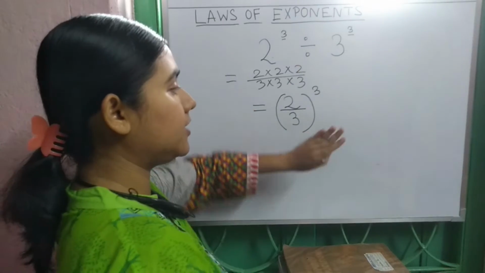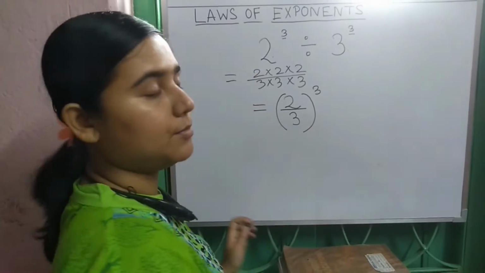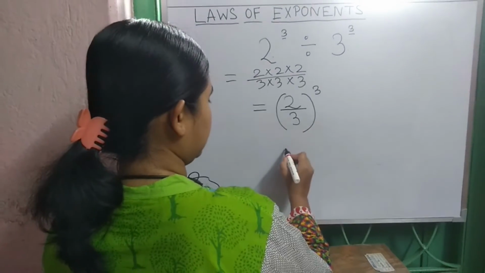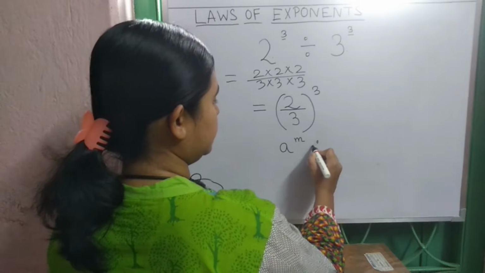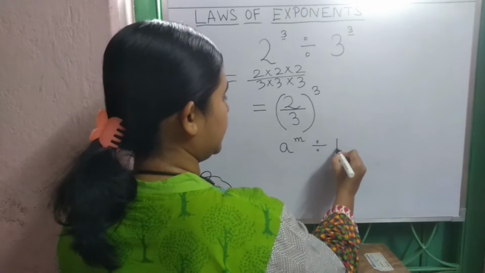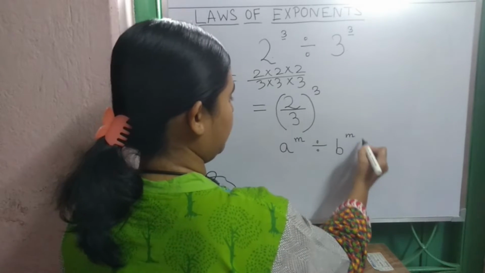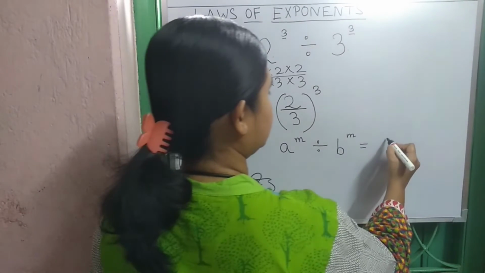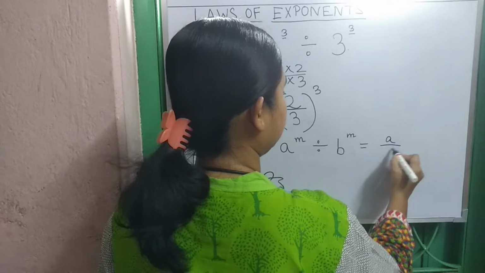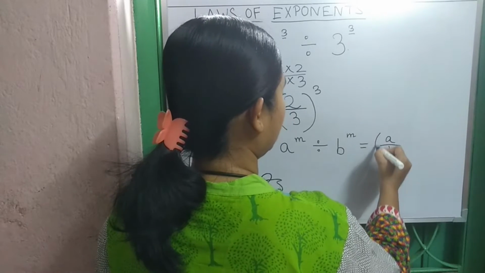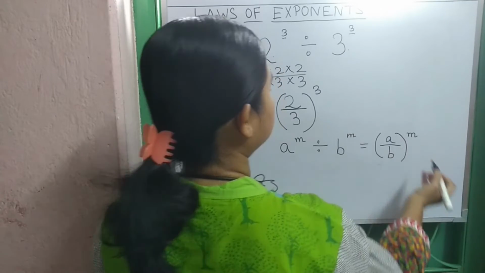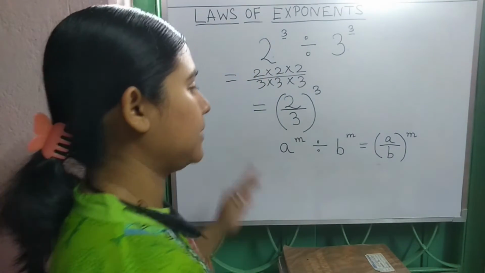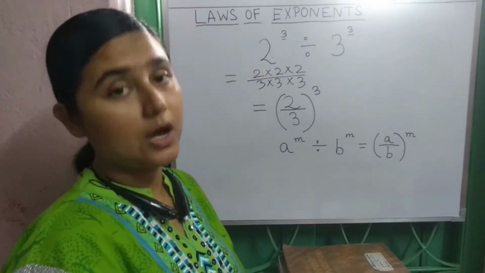So from here we can write the formula: a to the power n divided by b to the power n will be equal to a by b whole to the power n. Now I am going to give you a question.